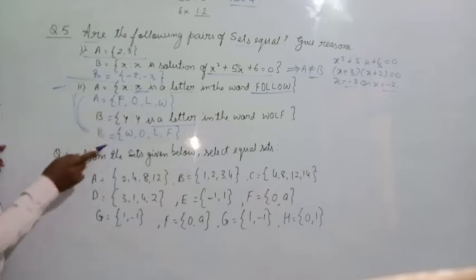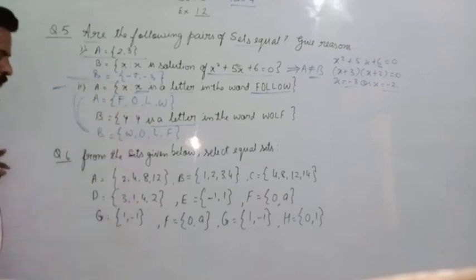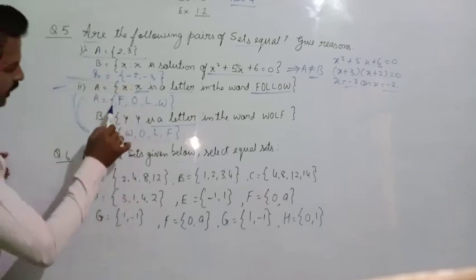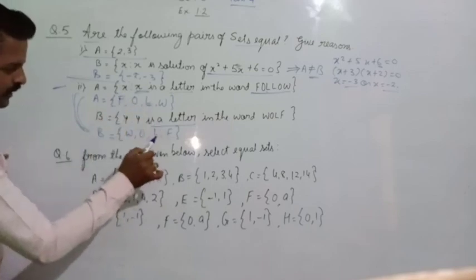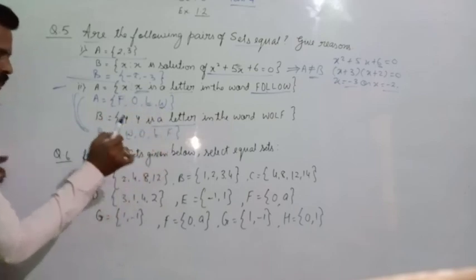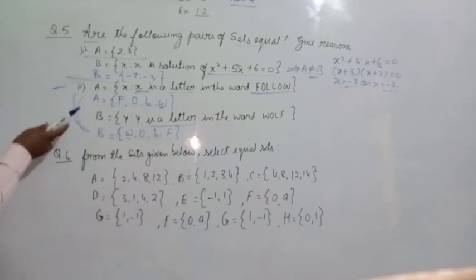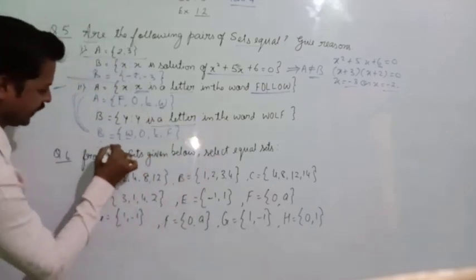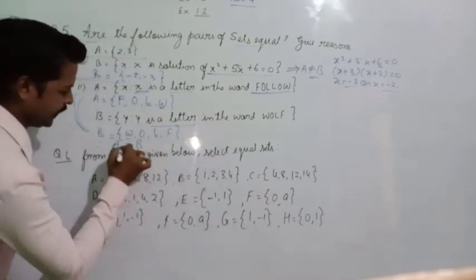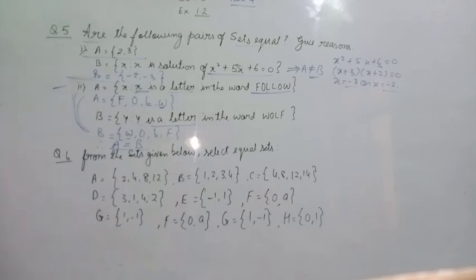A has F, B also has F. A में O है, B also has O. A has L, B also has L. A has W, B also has W. So clearly the elements of A and the elements of B are the same. Therefore we'll write A is equal to B. I hope the equal set concept is quite clear to you and these questions are also clear to you.